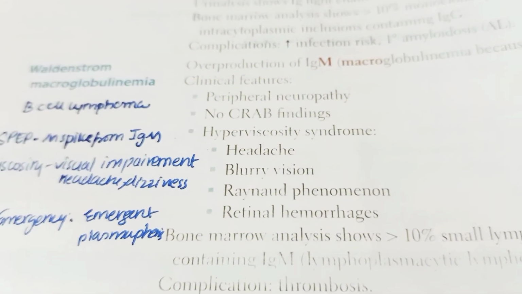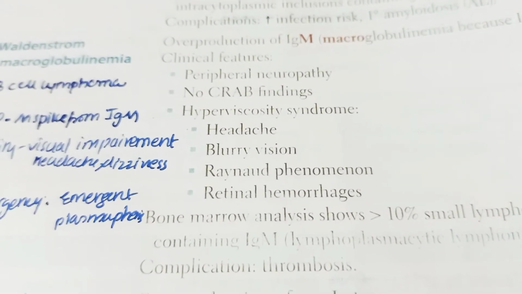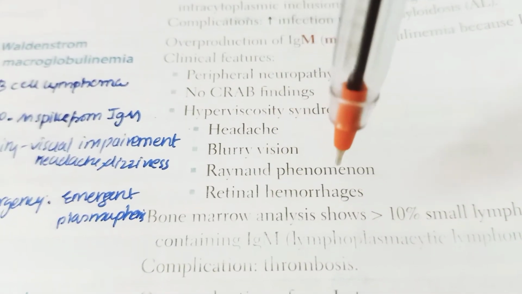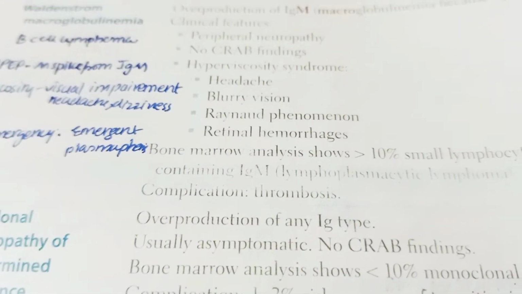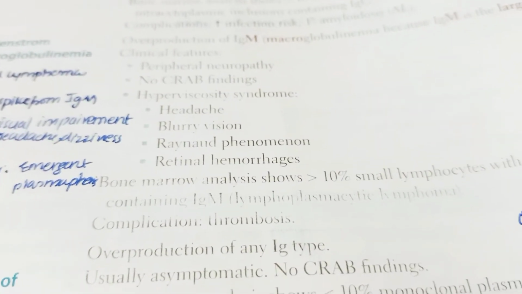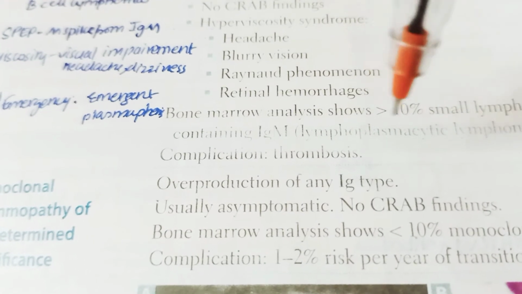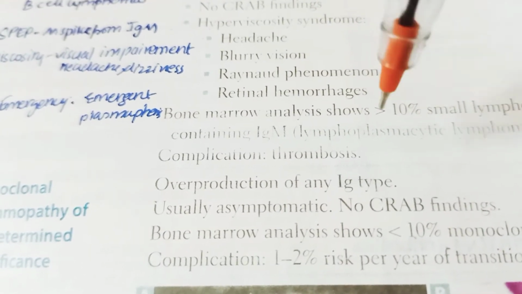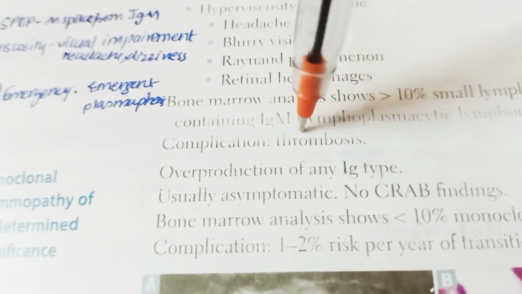Okay, clinical features are peripheral neuropathy, but no CRAB findings, and hyperviscosity syndrome: headache, blurry vision, Raynaud phenomenon, that is hands become blue colored. Okay, and also you'll have retinal hemorrhages. Bone marrow analysis shows greater than 10% small lymphocytes with intranuclear pseudo-inclusions containing IgM, that is lymphoplasmacytic lymphoma. Complication is thrombosis.